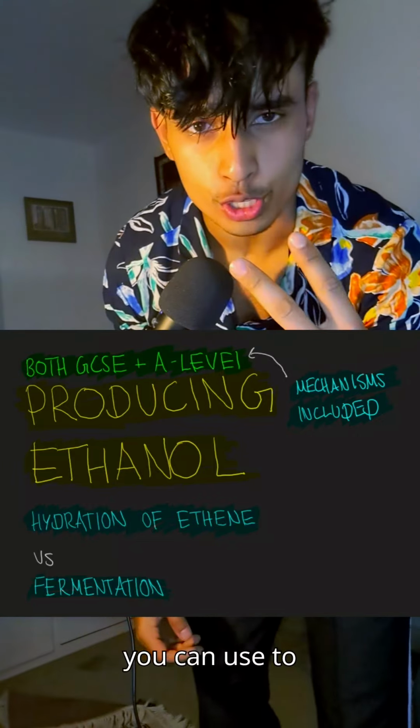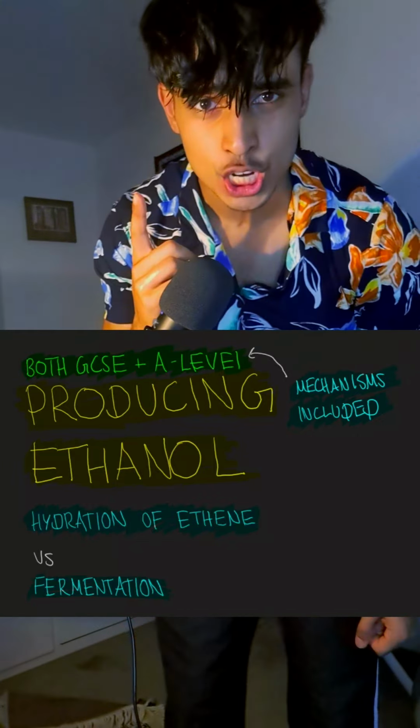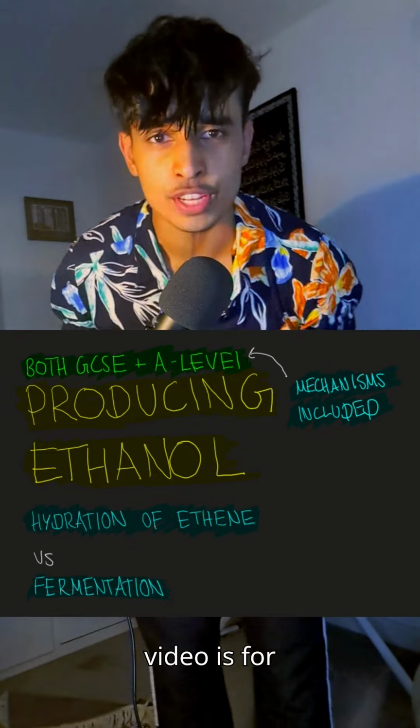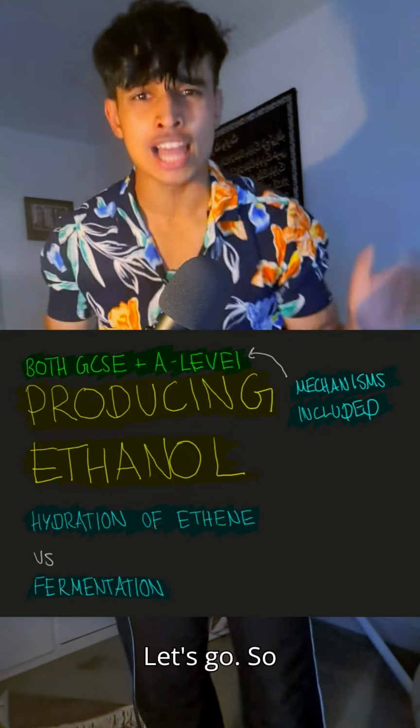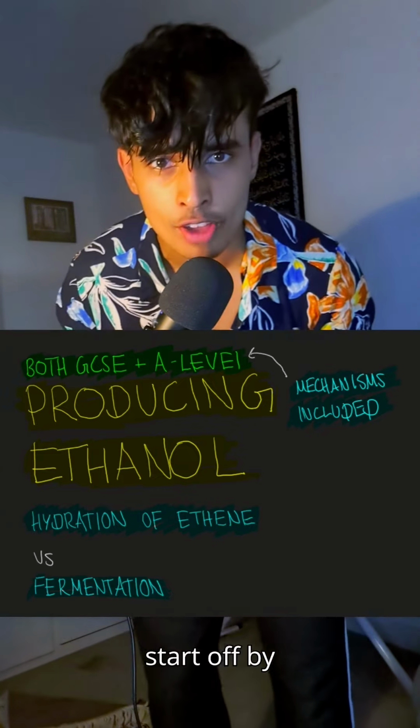There are two reactions that you can use to produce ethanol. The first is fermentation, the second is hydration of ethene. This video is for both GCSE and A-level students. Let's go. So first and foremost, we're going to start off with hydration of ethene.